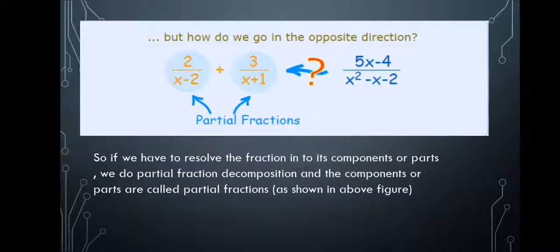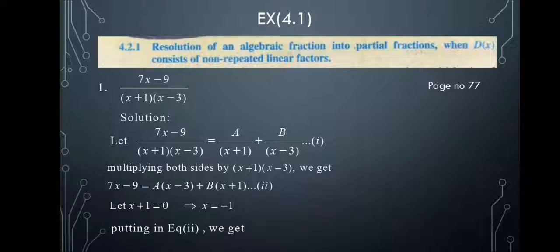As you can see in the figure, 5x minus 4 by x square minus x minus 2 is resolved into 2 by x minus 2 plus 3 by x plus 1. This method is called partial fraction decomposition, and the parts into which it is decomposed are considered as partial fractions. So if we have to resolve a fraction into its components or parts, we do partial fraction decomposition, and the components or parts are called partial fractions as shown in the above figure.